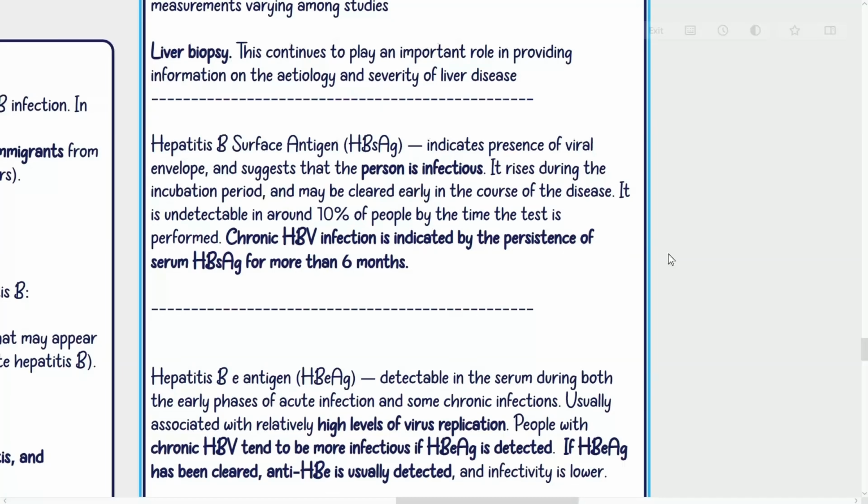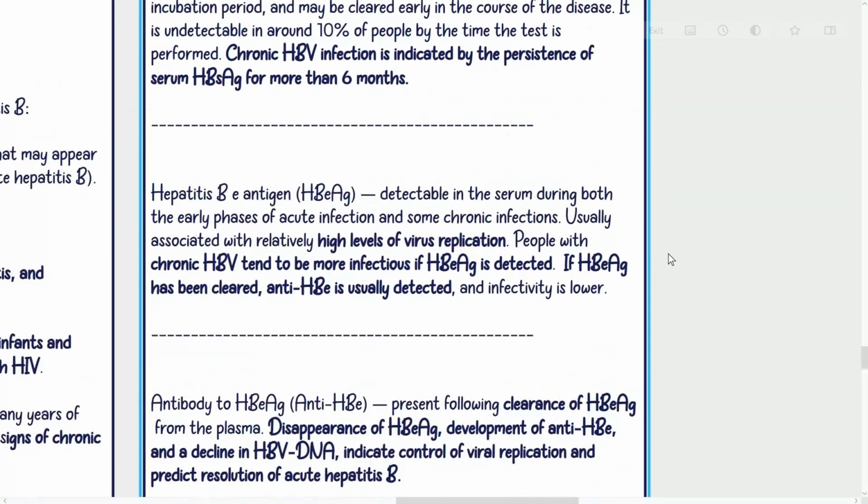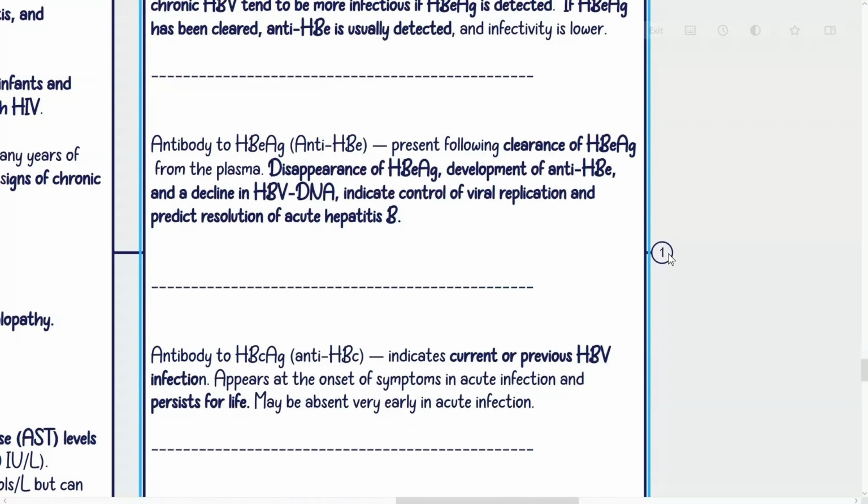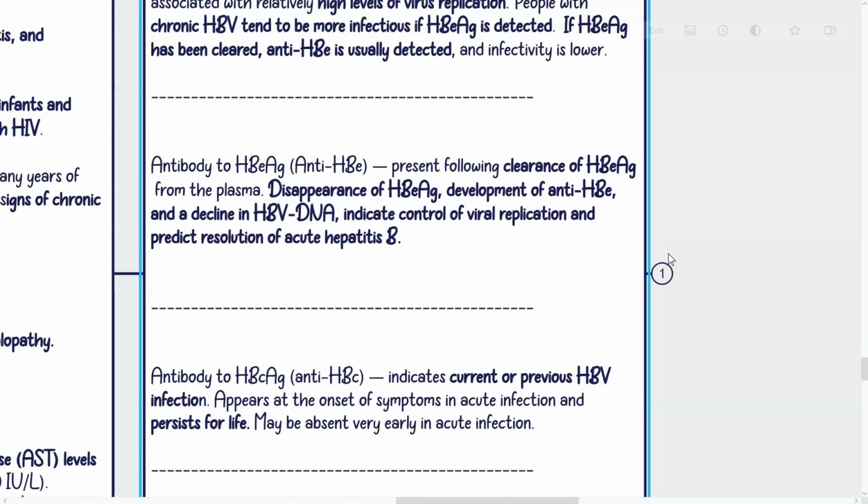Hepatitis B e antigen, HBeAg, detectable in the serum during both the early phases of acute infection and some chronic infections, usually associated with relatively high levels of virus replication. People with chronic HBV tend to be more infectious if HBeAg is detected. If HBeAg has been cleared, anti-HBe is usually detected, and infectivity is lower. Antibody to HBeAg, anti-HBe, present following clearance of HBeAg from the plasma. Disappearance of HBeAg, development of anti-HBe, and a decline in HBV DNA indicate control of viral replication and predict resolution of acute hepatitis B.